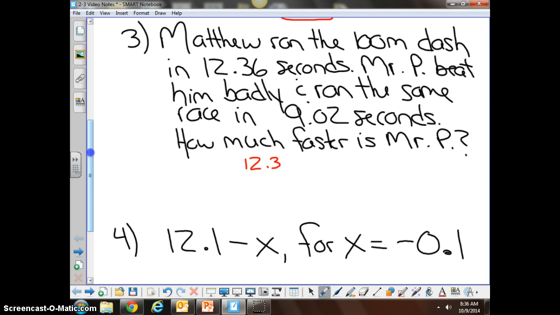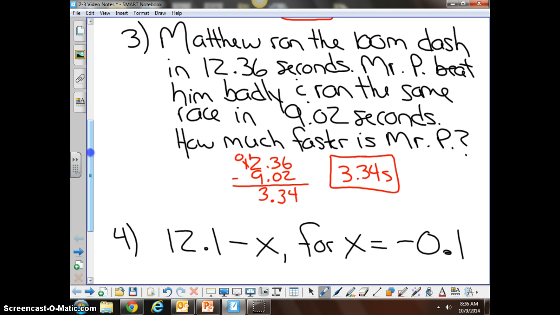12.36 is Matthew's time. We want to know how much faster Mr. Pottinger is, so we subtract 9.02 seconds from that time. Do the math. 4, 3, drop our decimal, borrow. 12 minus 9 is 3. Mr. Pottinger is 3.34 seconds faster than Matthew.